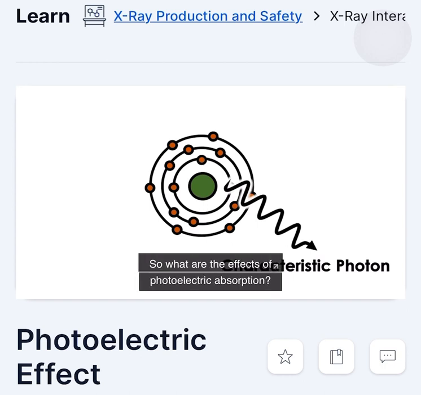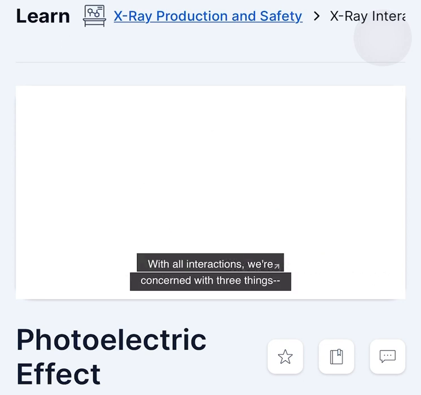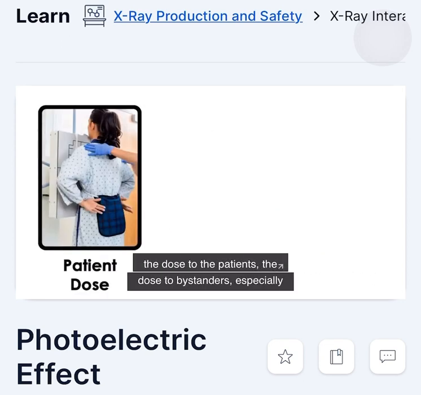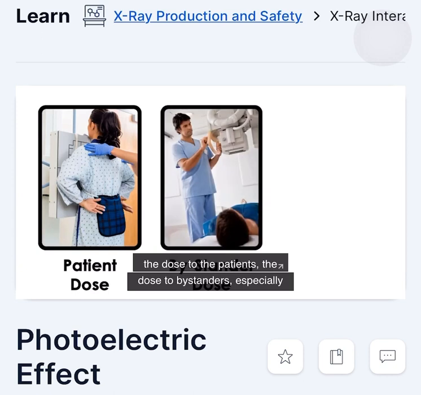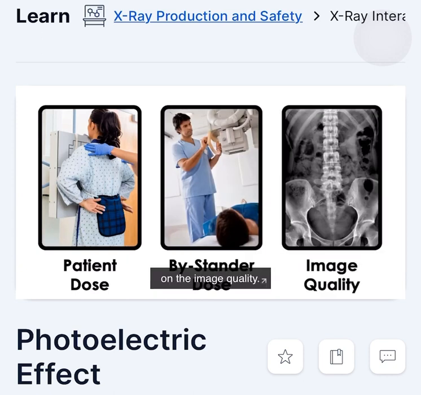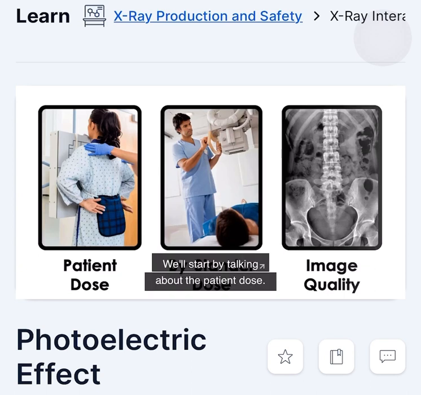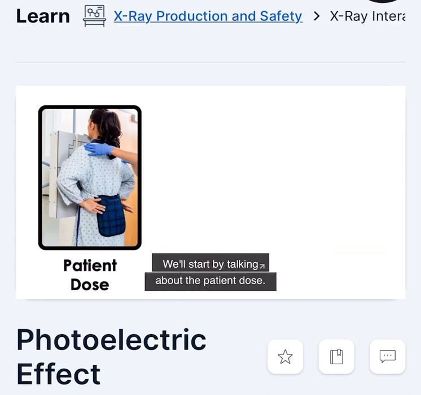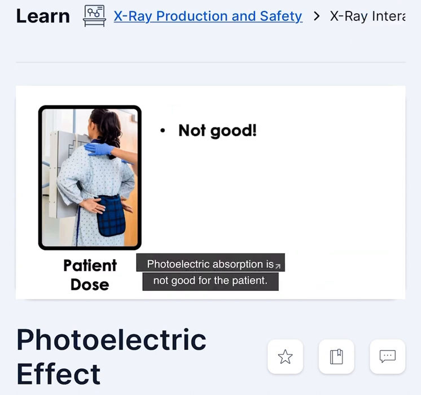So what are the effects of photoelectric absorption? With all interactions, we're concerned with three things: the dose to the patient, the dose to bystanders, especially you, the radiographer, and last of all, the effects on the image quality. Photoelectric absorption actually influences two of the three. We'll start by talking about the patient dose. Photoelectric absorption is not good for the patient.